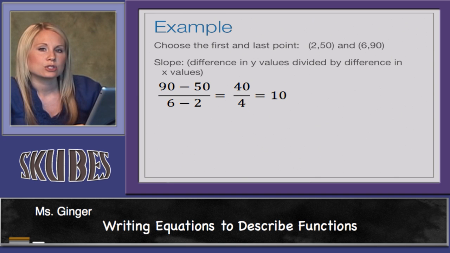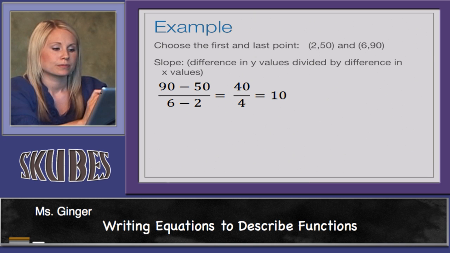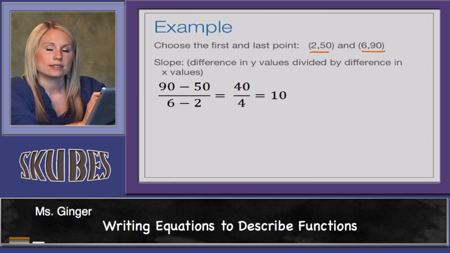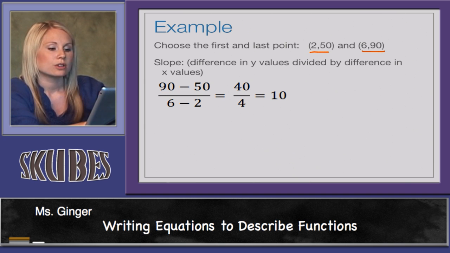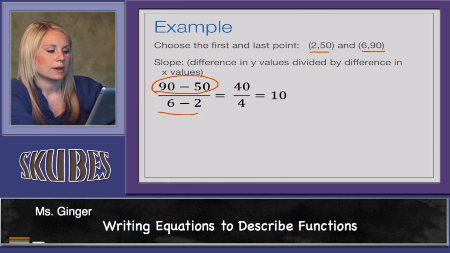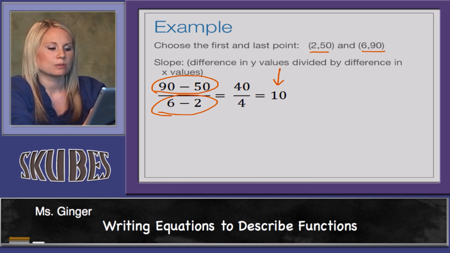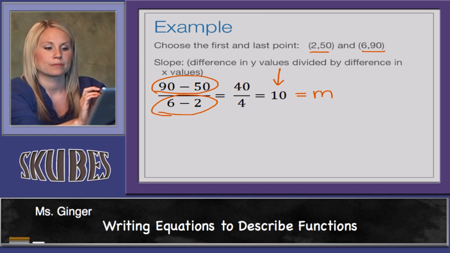Okay, so you could really take any 2 points from that table, but I chose the first and the last point. So 2 hours in relation to the score of 50 and 6 hours in relation to the score of 90. All right, to find slope, we have to take our difference in y values divided by our difference in our x values. So I've taken the y values up top here, 90 minus 50, and divided by the x value difference, 6 minus 2, came up with a slope of 10. So remember, that is going to be our m that we're going to substitute into our slope-intercept form.